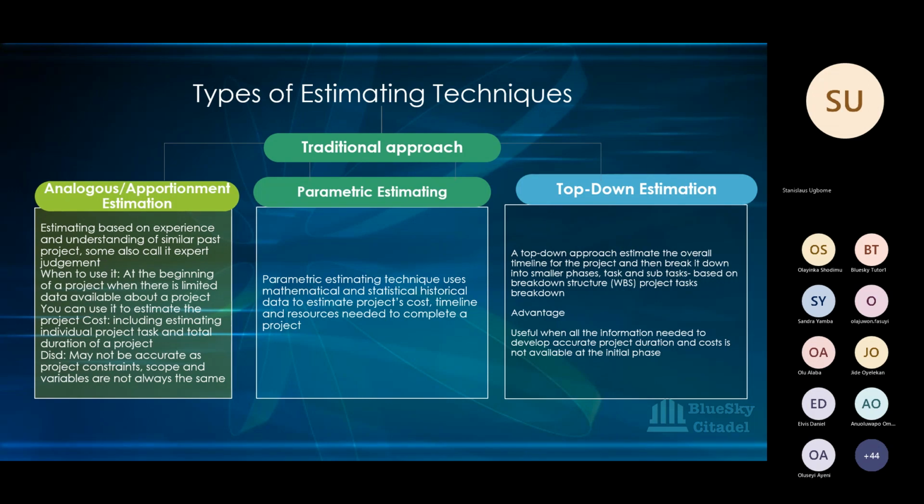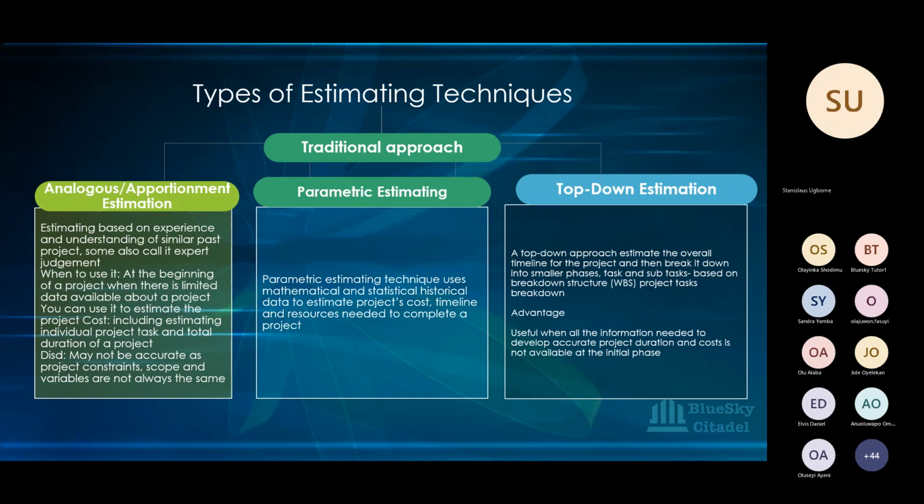What's the disadvantage? The disadvantage of this is that it may not be accurate, because projects are different from each other. Activities are different, constraints, what we're going to be having there, the scope, the dependency may be different. So you might not be accurate when you are using expert judgment or analogous or apportionment estimation. So that is the disadvantage of that.